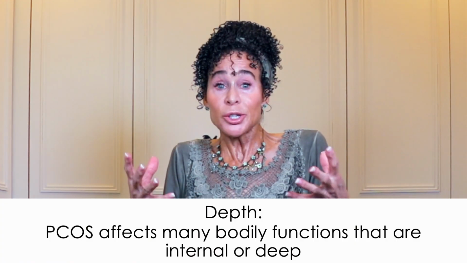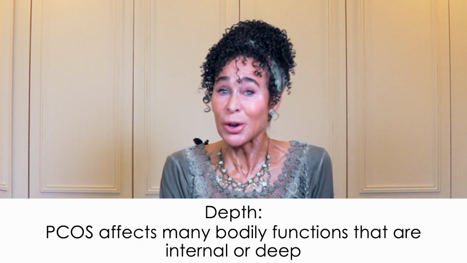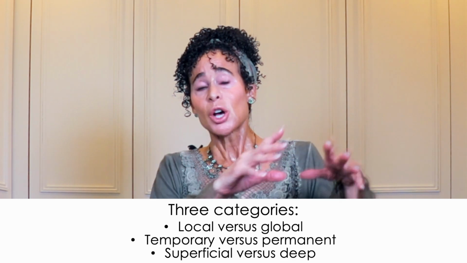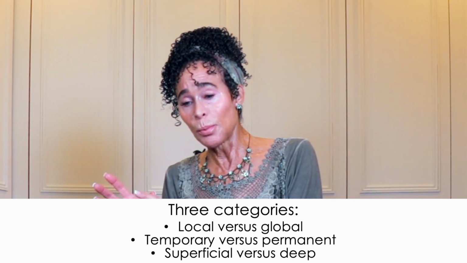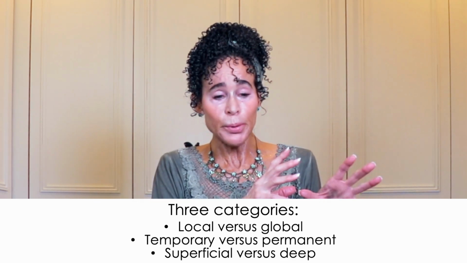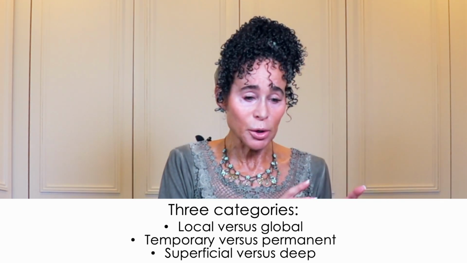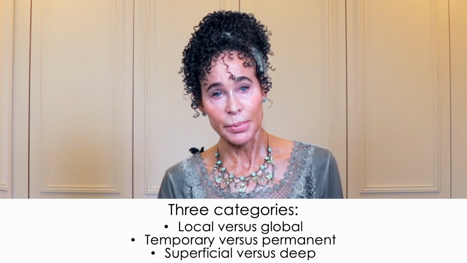The third category, depth, pertains to the fact that PCOS does not entail only the manifestations you can see externally or superficially. It also affects many bodily functions that are internal or deep. So we're going to refer to our 3 categories as local versus global, temporary versus permanent, and superficial versus deep.